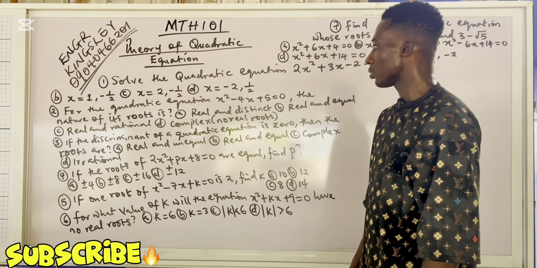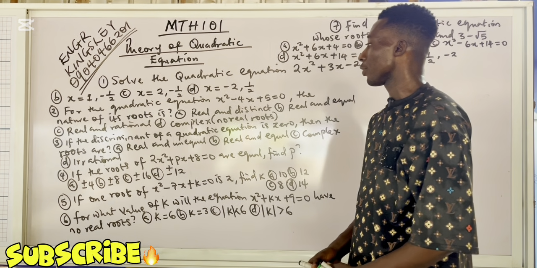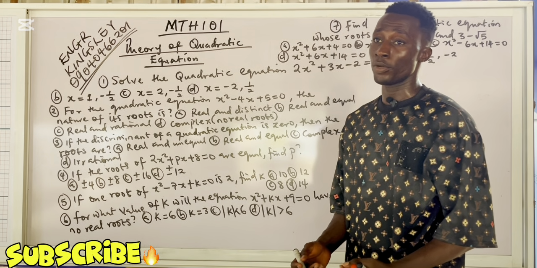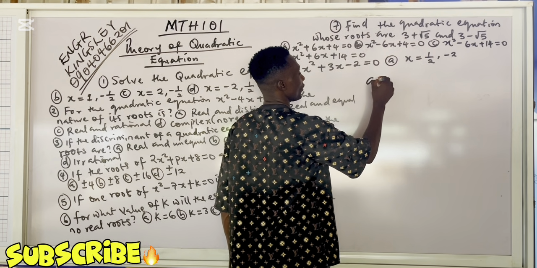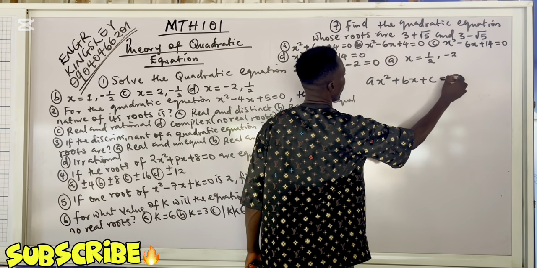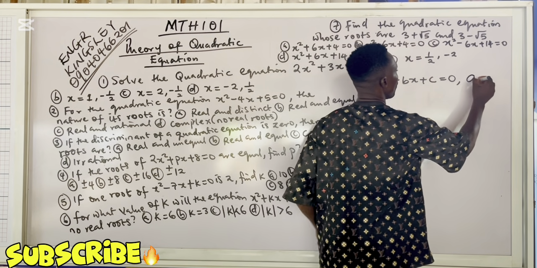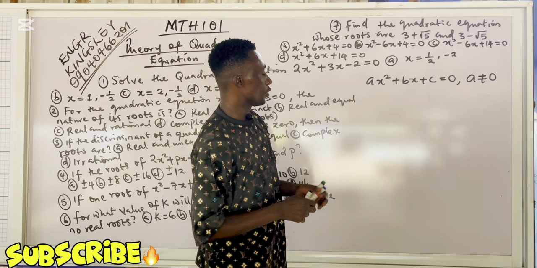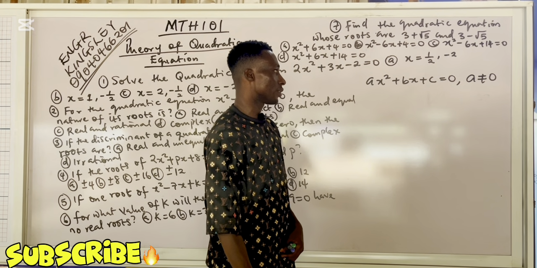Let's start with the introduction. A quadratic equation is an equation that has the highest power of a variable x as 2, and the general form of representing a quadratic equation is ax squared plus bx plus c equals 0. The condition for this to hold is that the coefficient of x squared is not 0. The coefficient of x squared here is a. If it is not 0, we say it is quadratic.